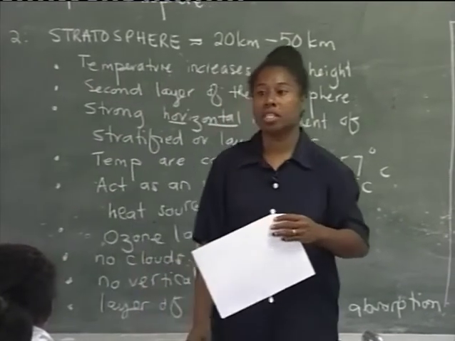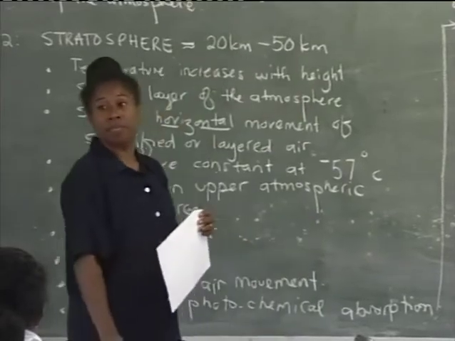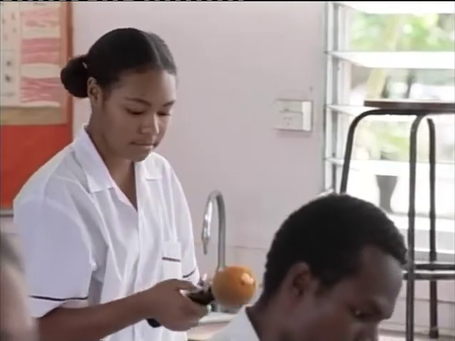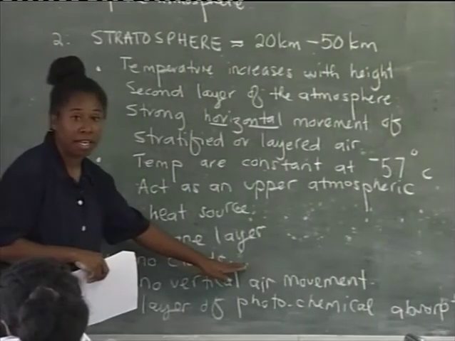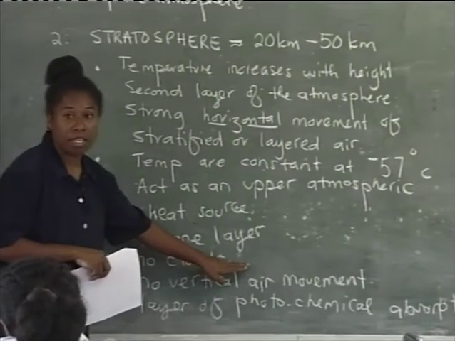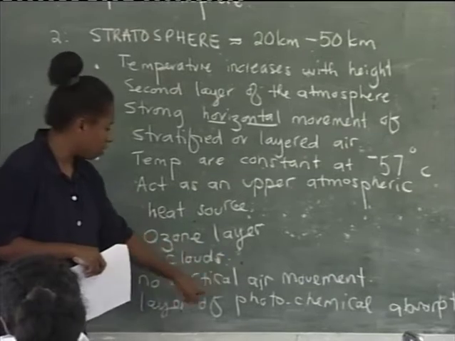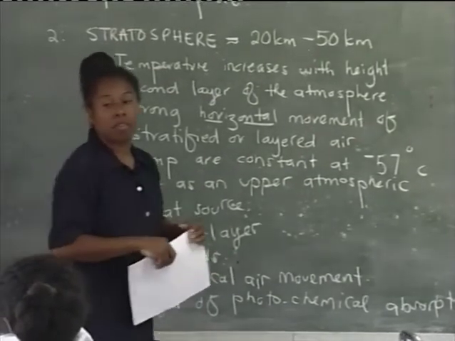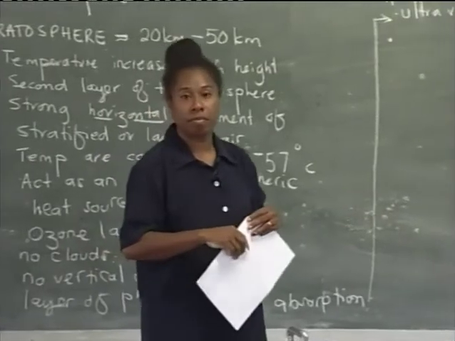Any other characteristics that we can include? Silo? There are no clouds because temperatures are well below freezing point. Okay, here we have no clouds and we can expand. The reason being that temperatures are well below freezing point. Okay, good. You can expand with the point given here. Any others? No? Mason?